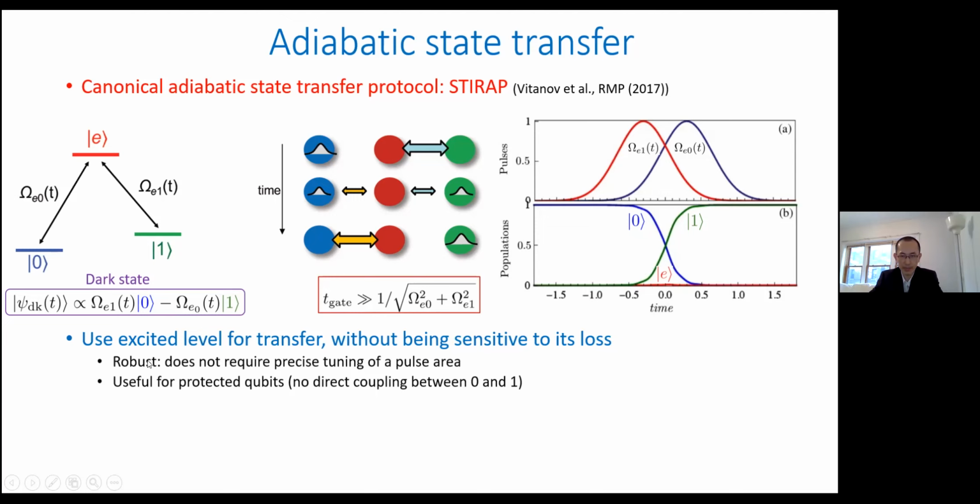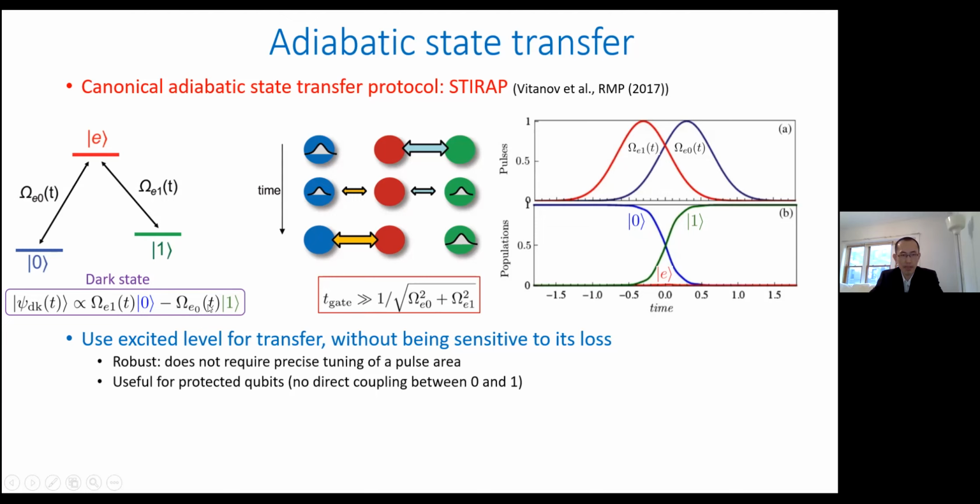Moreover, it has another advantage, which is that it is robust against parameter variations. You do not need precise tuning of the pulse area to do this state transfer. And it is also useful for protected qubits, where you do not have direct coupling between 0 and 1. Note that this is different from the Raman scheme, because for the Raman scheme, the pulse is detuned from the transition, while here we drive it on resonance to the transitions. Okay, so far so good.